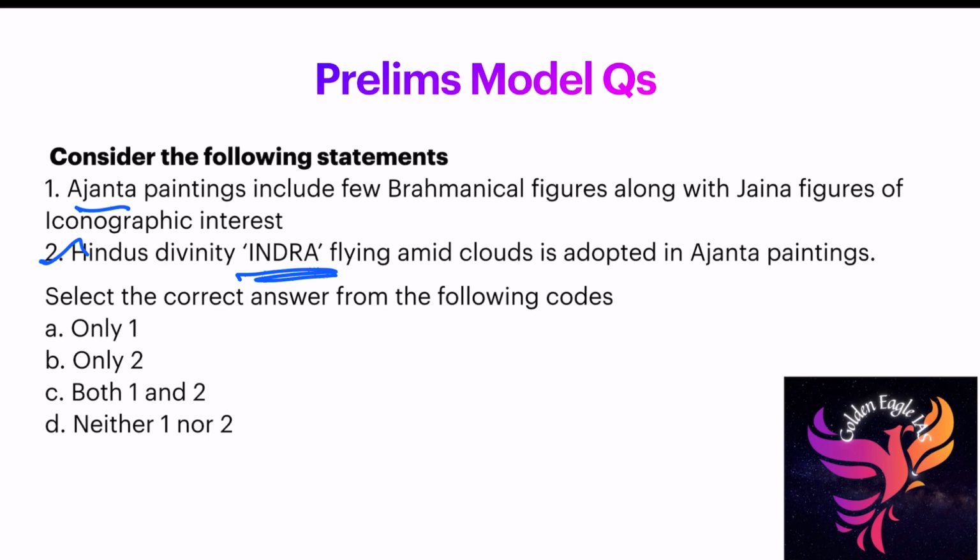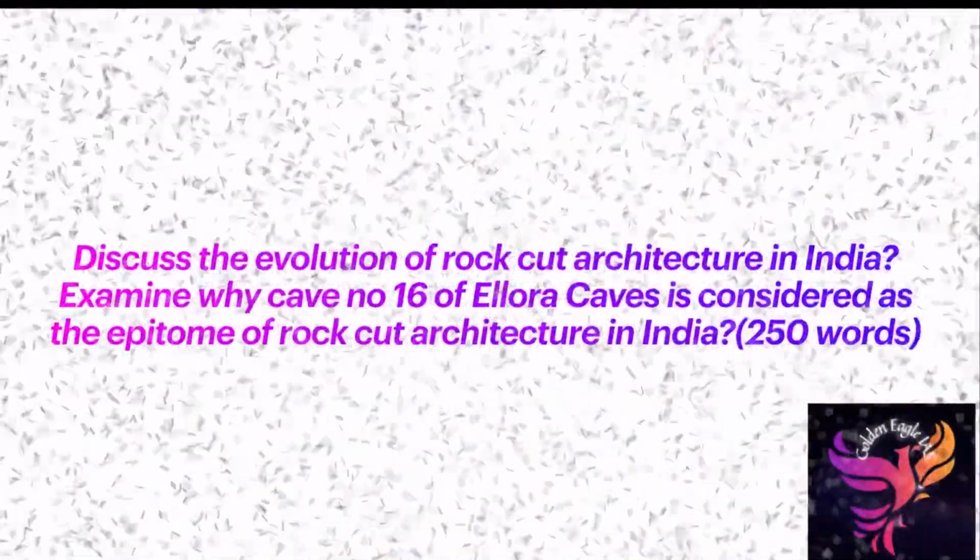But "Ajanta paintings include few Brahmanical figures" is an incorrect one. This is the statement related to Ellora caves. The answer is only 2. Next we move on to the mains question.